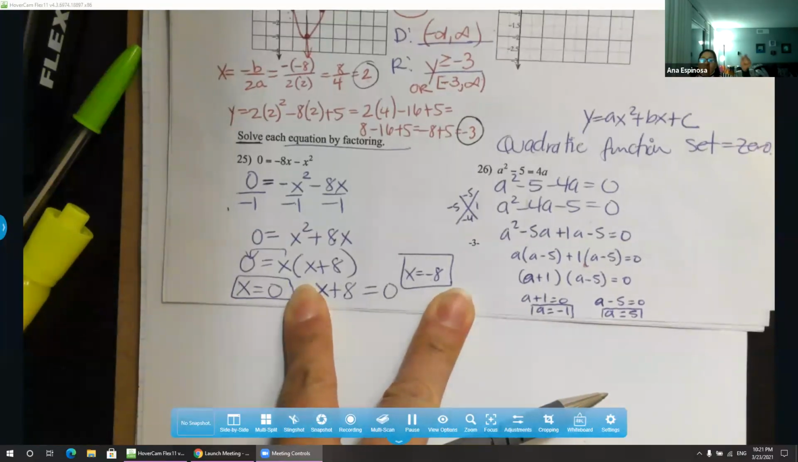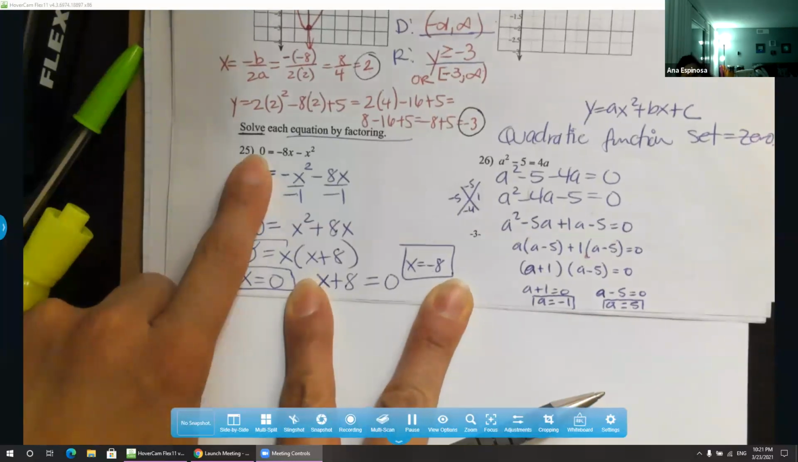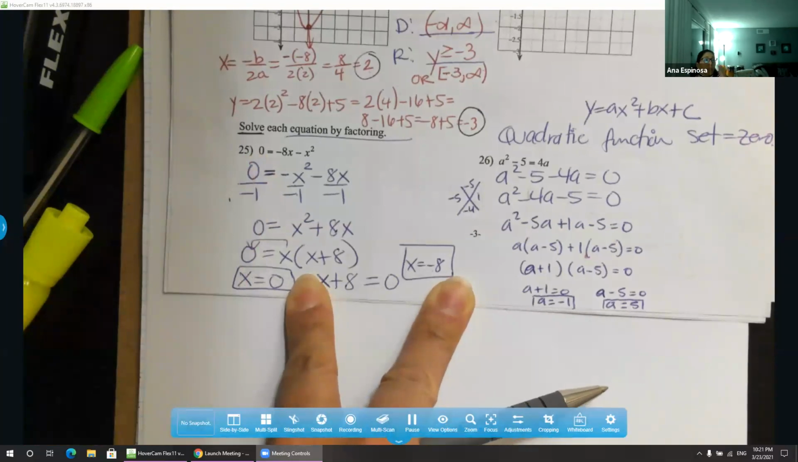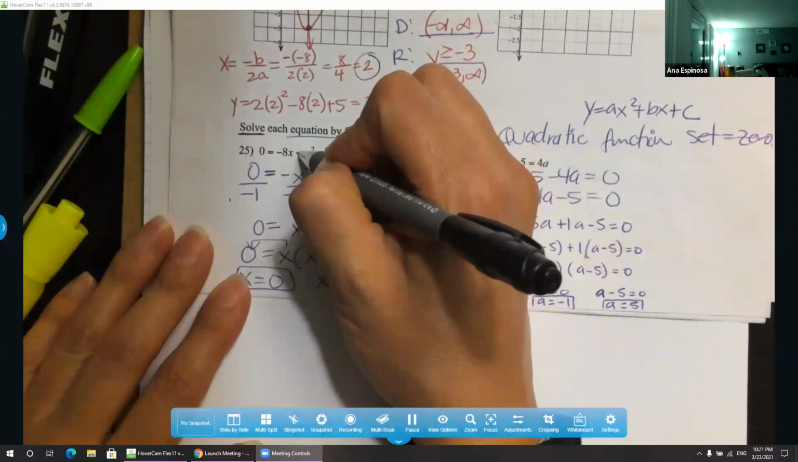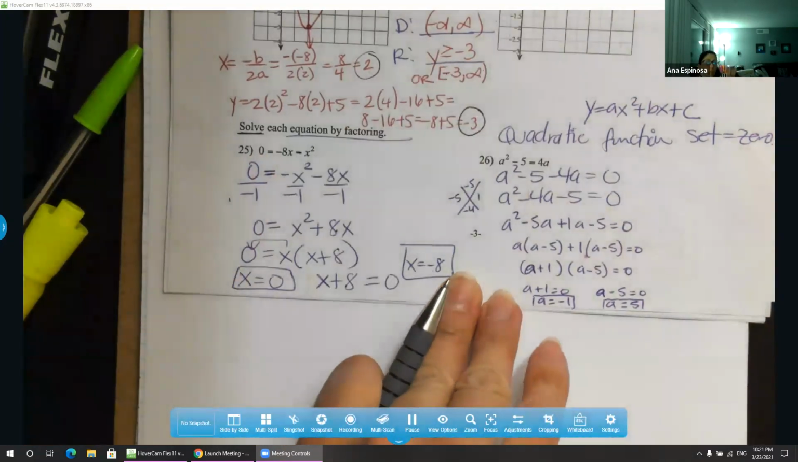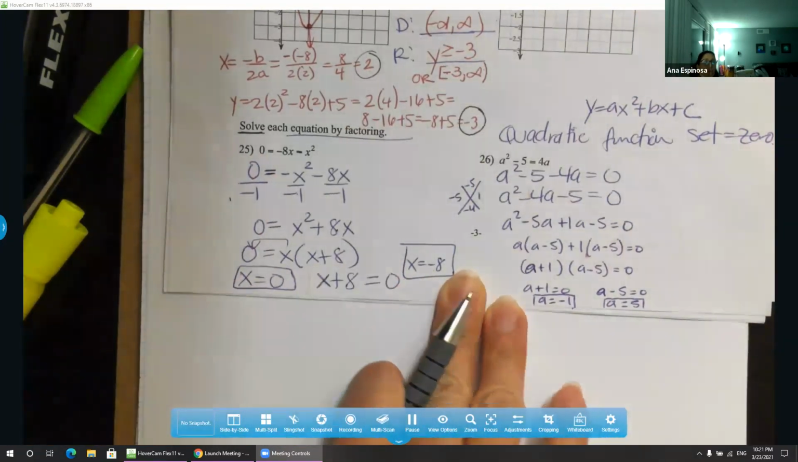So if you were to graph this function, let the 0 be equal to y. If you graph the function, it's going to be a sad face because of this negative, and it's going to have 2 intercepts, 0 and -8.